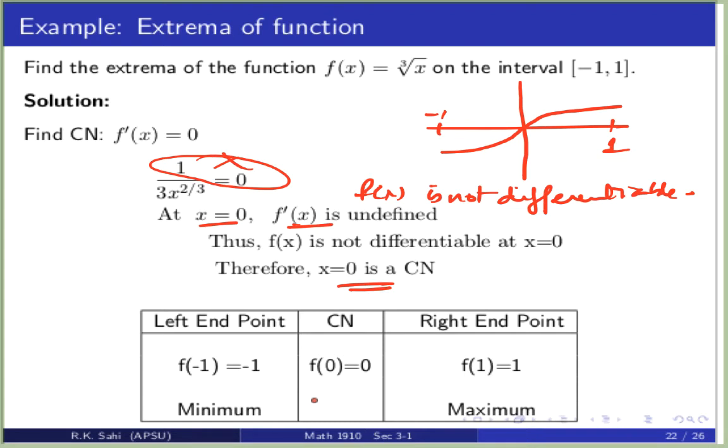So let's see whether it's a maximum or minimum. Now, left-hand point, remember, is minus 1, right-hand point is 1. The value of the function at minus 1 is minus 1. And at 0 it is 0, and at the right-hand point it is 1. So clearly, this critical number, as you can also see from the graph, is not a minima or a maxima. The minimum happens at minus 1, and the maximum happens at 1. Okay, let's do another example.